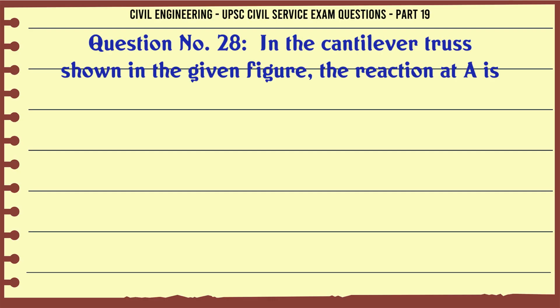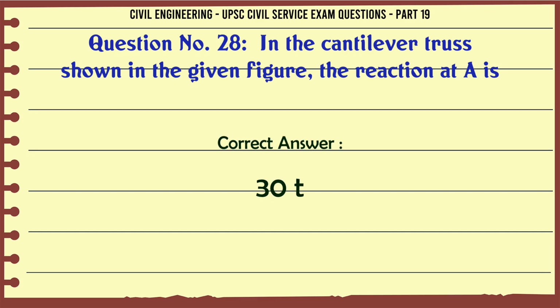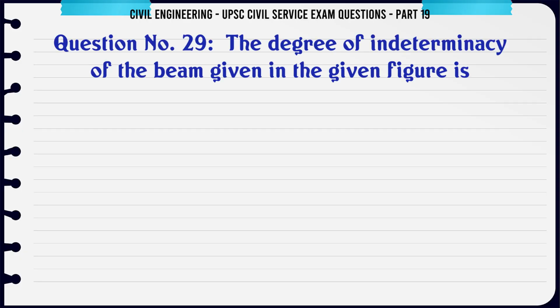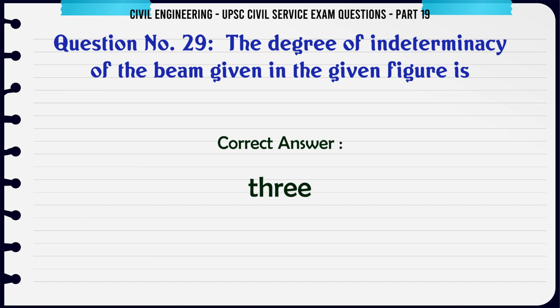In the cantilever truss shown in the given figure, the reaction at A is A. 10T, B. 20T, C. 30T, D. 40T. The correct answer is 30T. The degree of indeterminacy of the beam given in the given figure is A. 0, B. 1, C. 2, D. 3. The correct answer is 3.